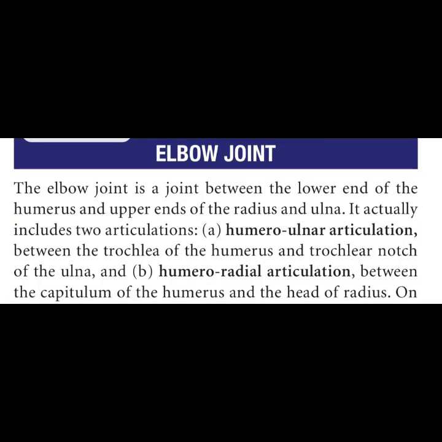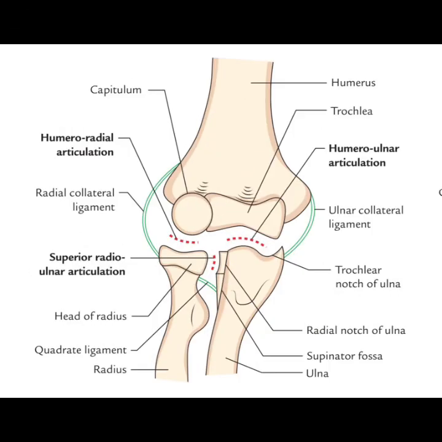So let's start with the introduction to the elbow joint. First of all, you have to say the introduction. What is the introduction to the elbow joint? Let's take it little by little. The elbow joint is between what and what? The elbow joint is between the lower end of the humerus and the proximal aspect of the radius and ulna bones.